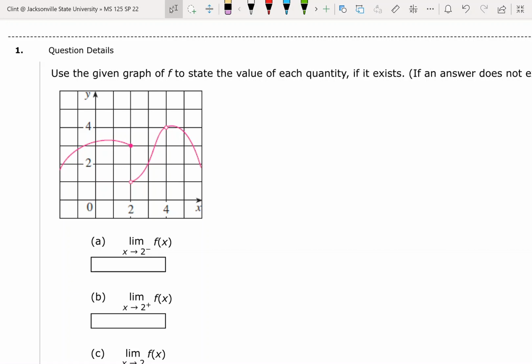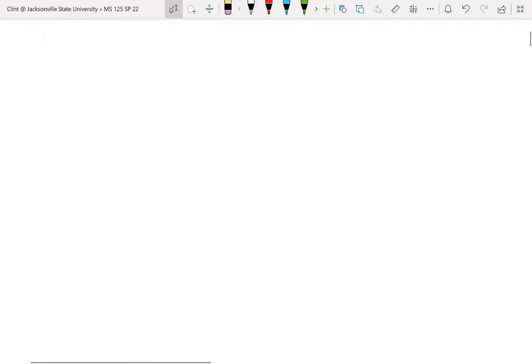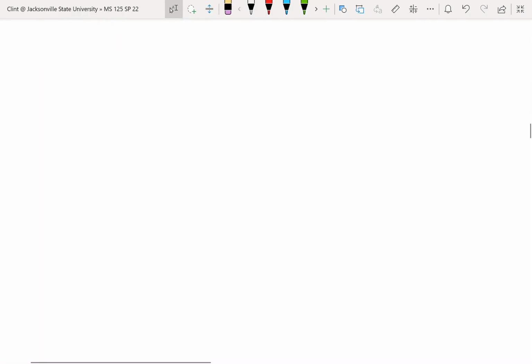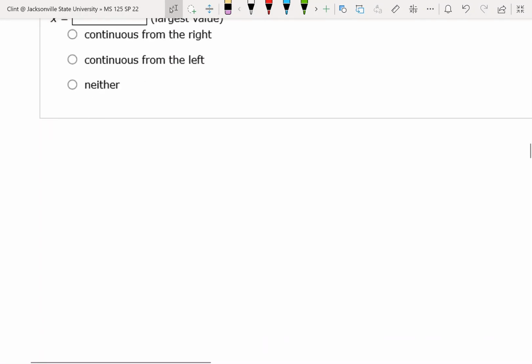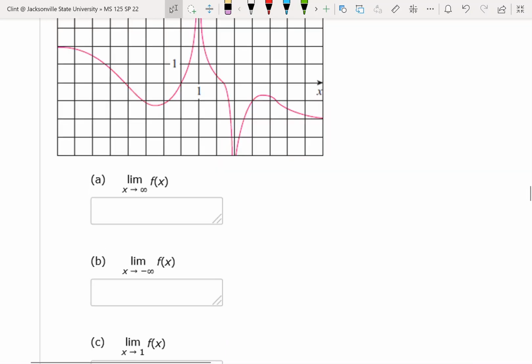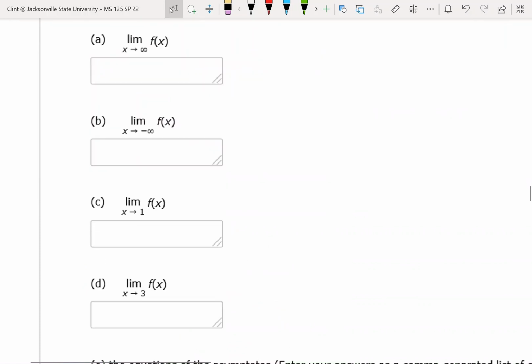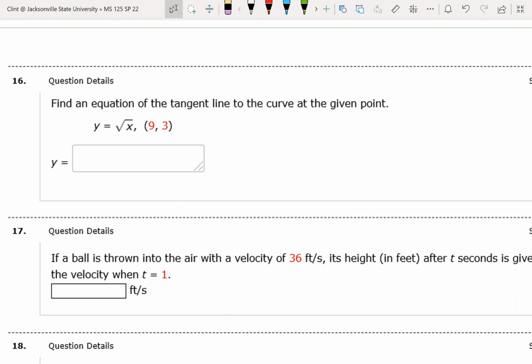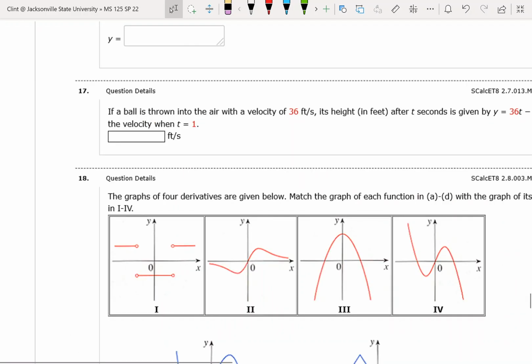Let me get one. 17. Okay. Bear with me, scrolling here. Number 10. I've got a while to go. Should have zoomed out before I tried to scroll. 15. Okay.